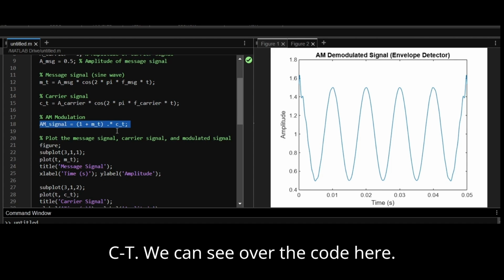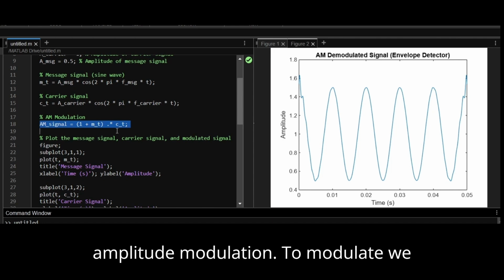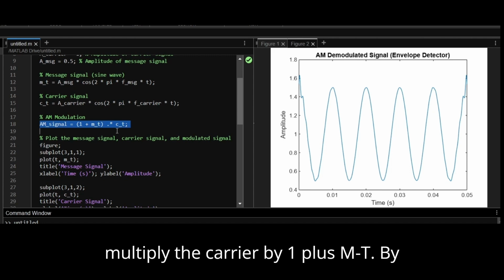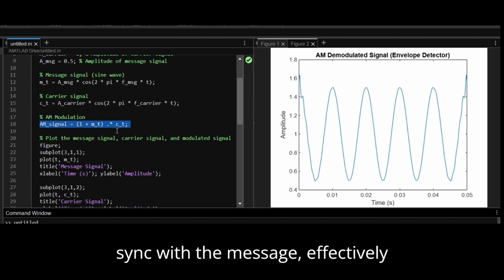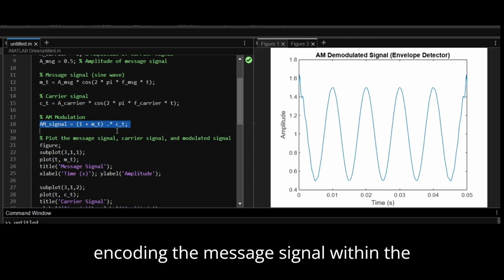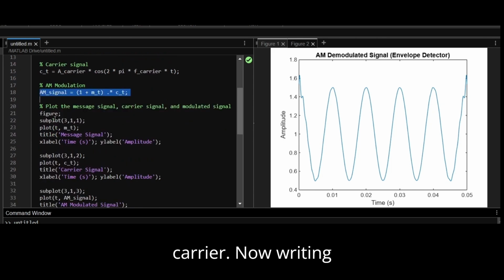We can see the code here. Here we are performing the actual amplitude modulation. To modulate, we multiply the carrier by 1 plus m(t). By adding 1 to the message signal, we ensure the carrier amplitude varies in sync with the message, effectively encoding the message signal within the carrier. Now writing the code over here.